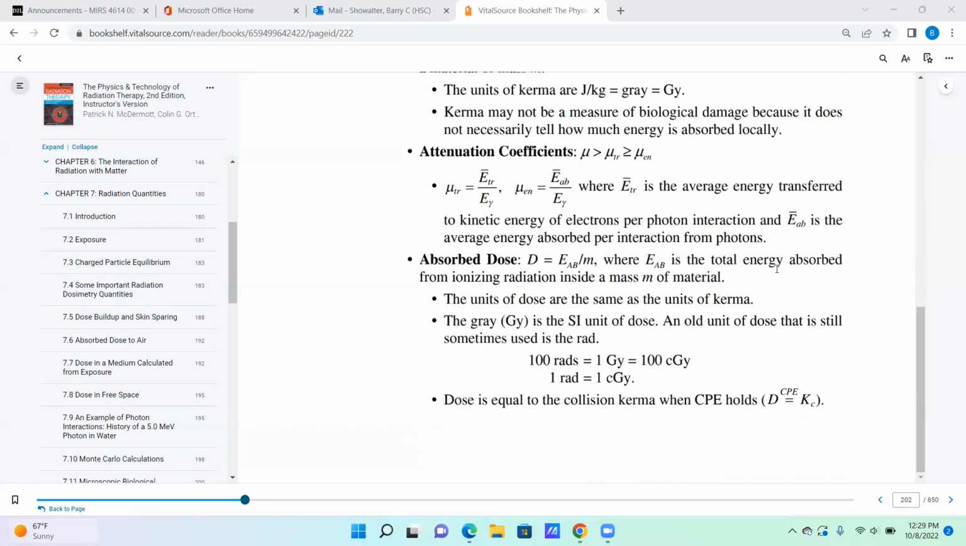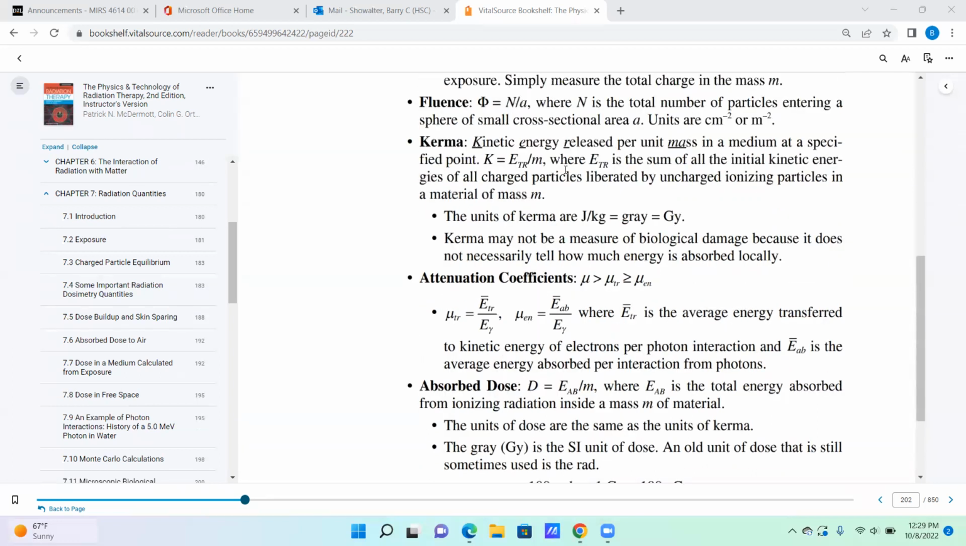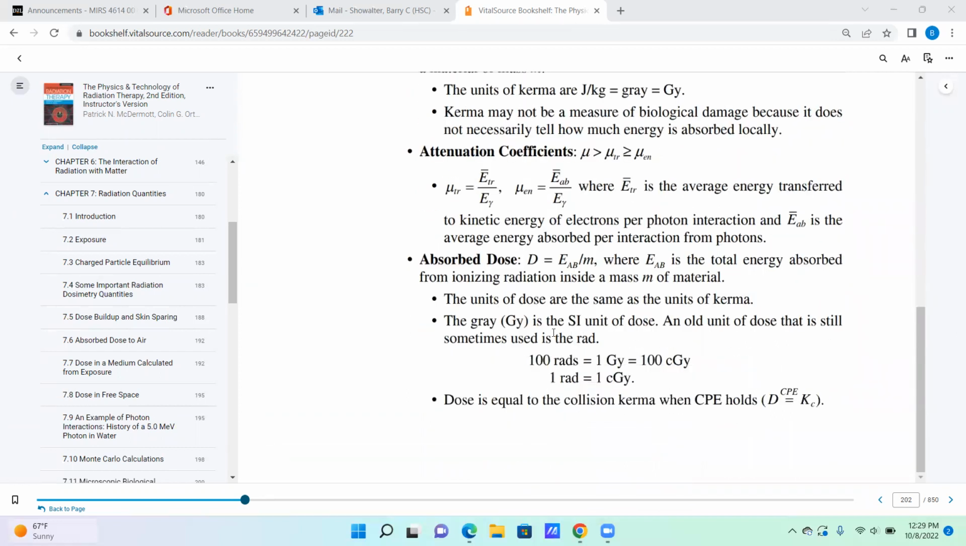You've got the absorbed dose, where you're looking at E sub ab, the total energy absorbed from ionizing radiation inside a mass m of material. And the units of dose are the same as the units of kerma. So these units, joules per kilogram or gray, are going to be the same units here. And the gray is going to be the SI unit of dose. An old unit that is still sometimes used is the rad, where 1 rad is equal to 1 centigray. Dose is going to be equal to the collision kerma where charged particle equilibrium holds. And again, we'll get into all that a little bit later.